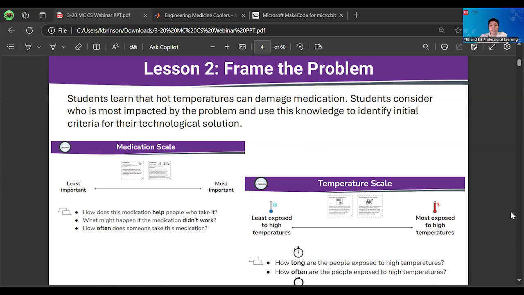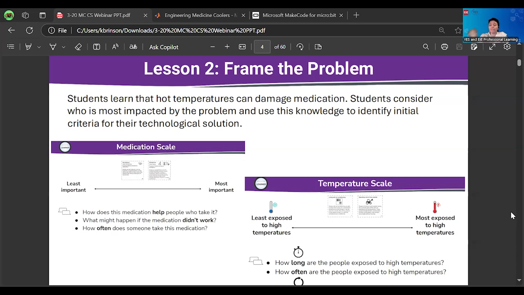So one of the things they do, they make a medication scale in their groups and we have a discussion. So they'll get a bunch of different medications on cards. There'll be a little bit of information about what that medication is used for and how often people use it. And they sort them by what medication they think might be the least important to keep safe to the most important. So a lot of times, it's a little small on the screen here.